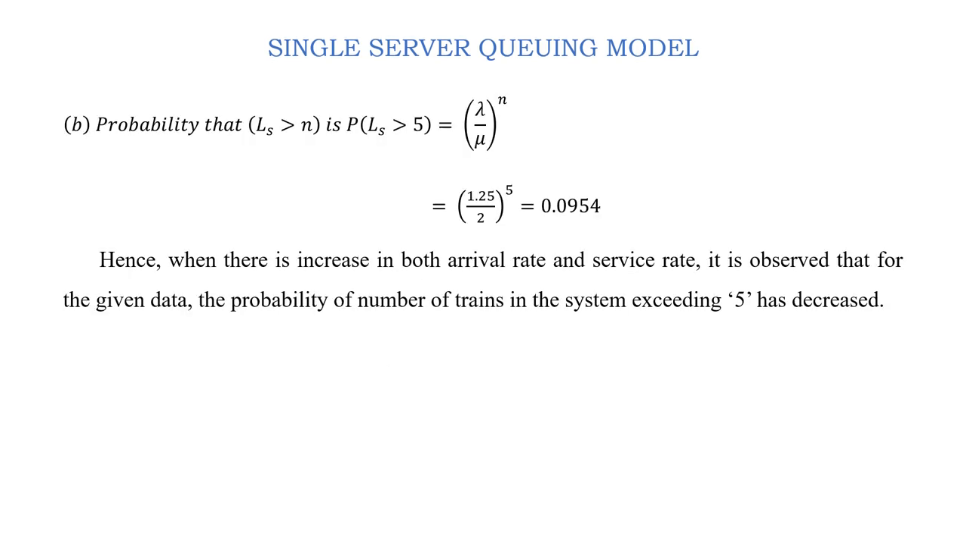And similarly, the probability that the expected number of trains in the system exceeds 5 is lambda by mu whole power n. Here n equal to 5, so on substitution we get 0.0954. So with the increase in the arrival rate of trains and a decrease in the service time, or otherwise we may call increase in service rate, it is observed that for the given data, the probability of number of trains in the system exceeding 5 has decreased.